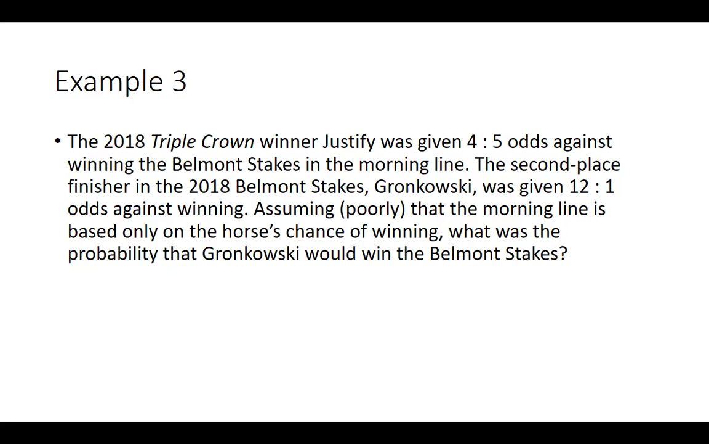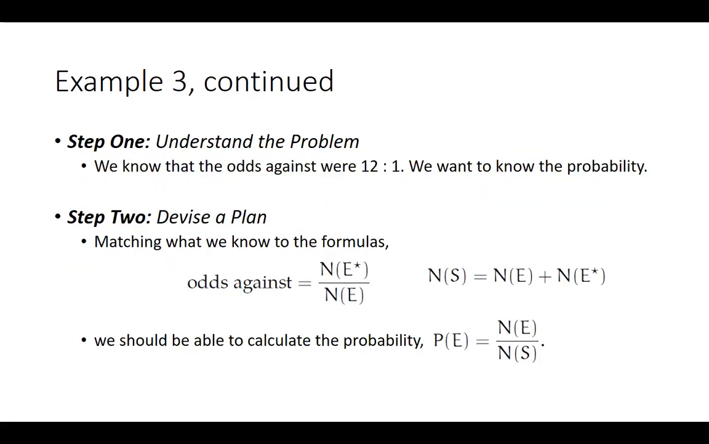Let's rely on our 4-step problem-solving process. Step 1, understand the problem. We know that the odds against were 12 to 1. We want to know the probability. Step 2, devise a plan.